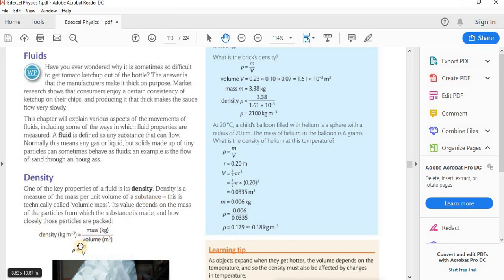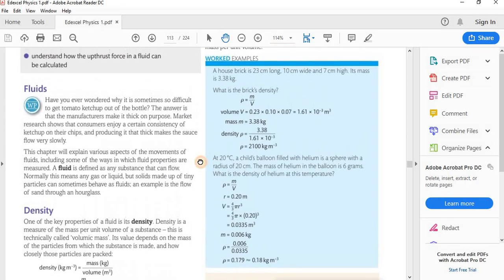Okay, so when you write the equation in words, it actually gives you the definition of density. Density is a measure of the mass per unit volume of a substance. A fluid is defined as any substance that can flow. And also whatever is in bold black letters is important here. You should know the meanings, the definitions of those words.